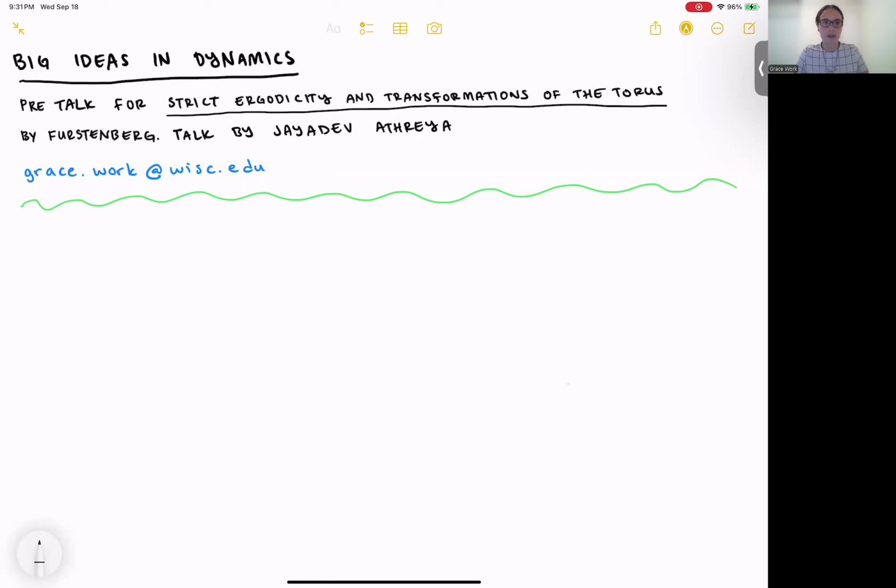My name is Grace Work, and I will be the mentor for those of you reading the paper, Strict Ergodicity and Transformations of the Torus by Furstenberg. In this pre-talk, we'll be going over some of the background definitions and theorems to help you prepare for the talk Jayadeva Threya will be giving at the Learning Conference next weekend.